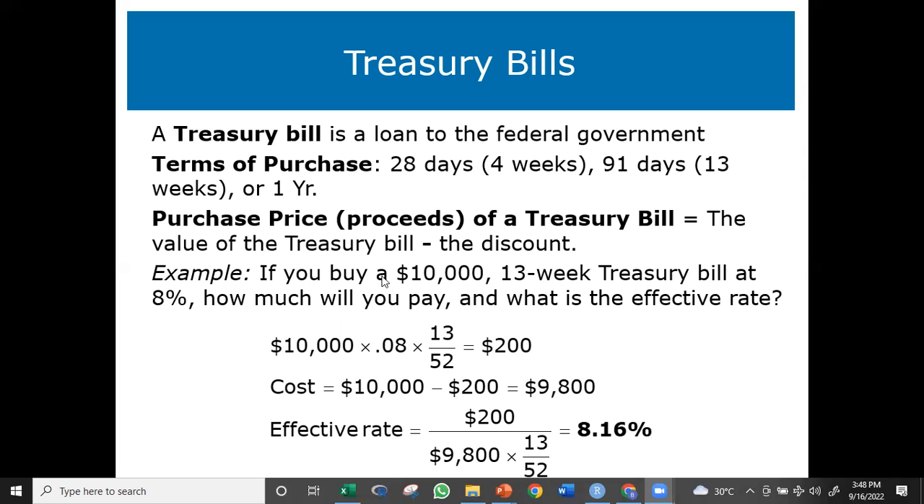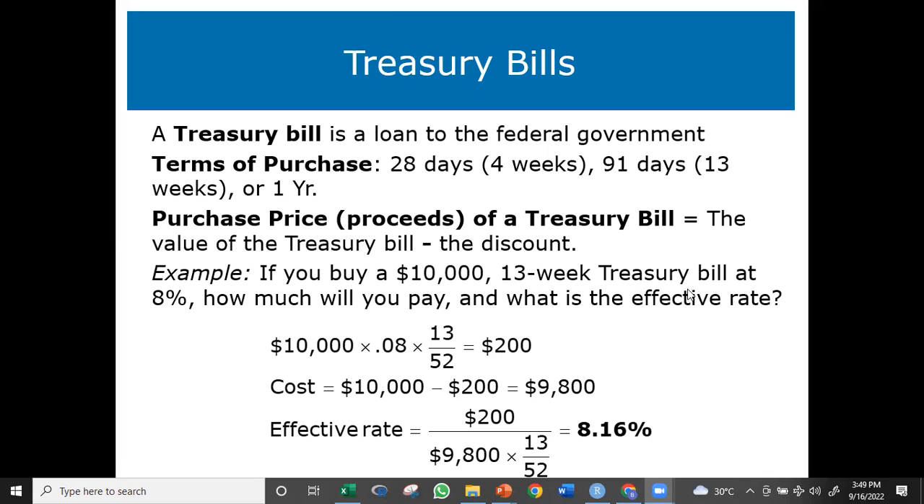Okay, so if you buy, for example, a 10,000 13-week treasury bill at 8%, how much will you pay and what is the effective rate? Okay? So since you're buying the treasury bill, ikaw yung nagpapautang. The treasury bill is the one issued by the government. The government is the one borrowing. Okay, so please take note of that. If you're buying a treasury bill, you are lending the government money. It's the government that issues the treasury bill.